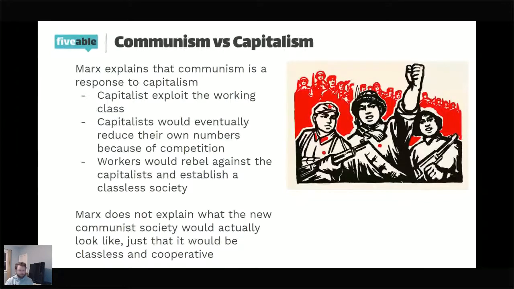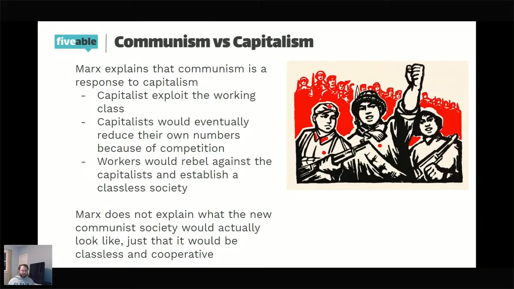And this is the famous line: workers have nothing to lose but their chains. Workers of the world unite. It's this idea that there's nothing to lose here. You're already imprisoned. Now, the key thing here is that Marx doesn't really go on to explain what this communist society is actually going to look like. All right. He just explains that as classless and cooperative, very similar to our utopian societies.